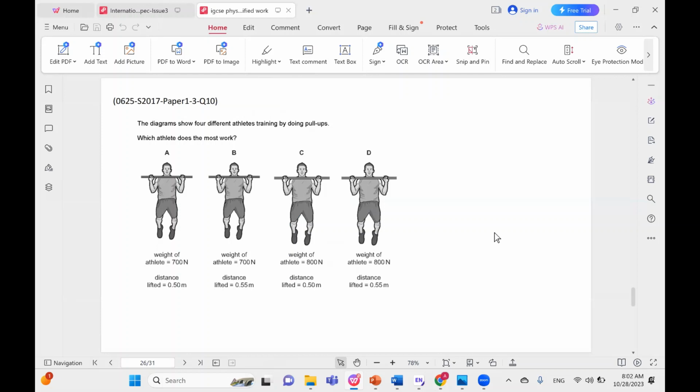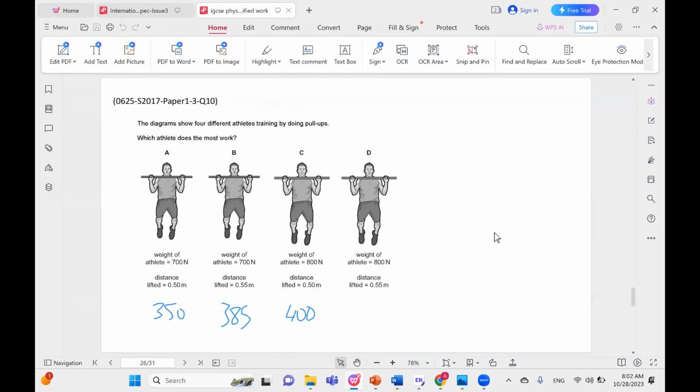Again, we want to find where the greatest work done occurs, and you just multiply the force by the distance. So this is 350. This is going to be slightly greater than that, so we can just use the calculator. 700 times 0.55, that gives us 385. And 800 times half gives us 400.